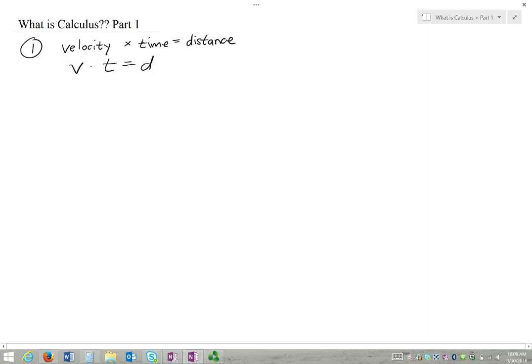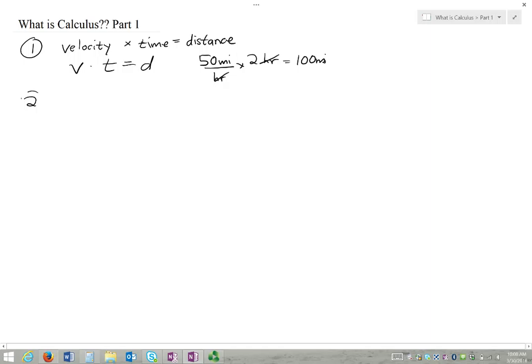So, for example, if you're traveling at 50 miles per hour for 2 hours, the hours cancel and you get 100 miles. So that's really all we're talking about with velocity, time, and distance. So I'm not going to go any further than that. Just the idea of that equation, v times t equals d, that's what you need to know for now.